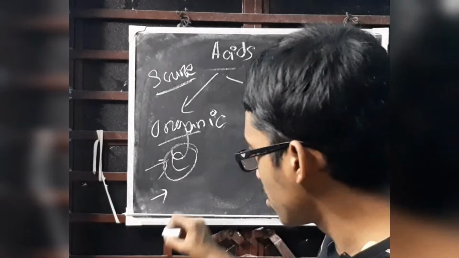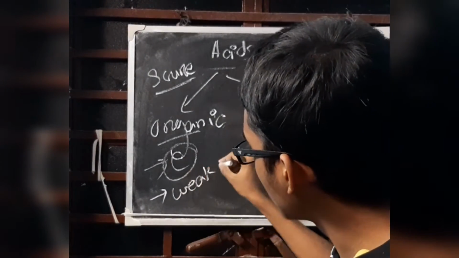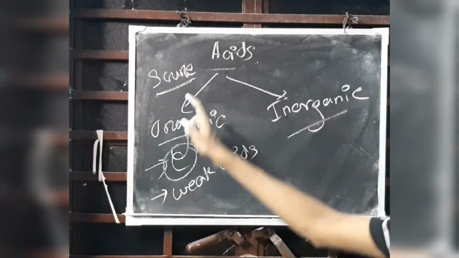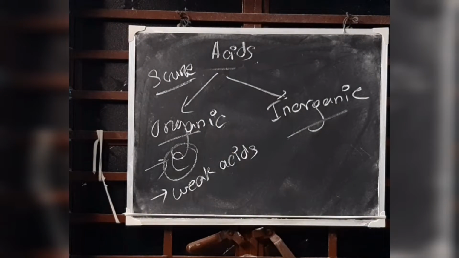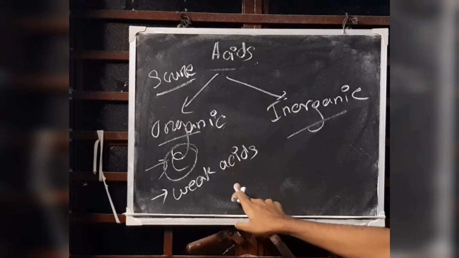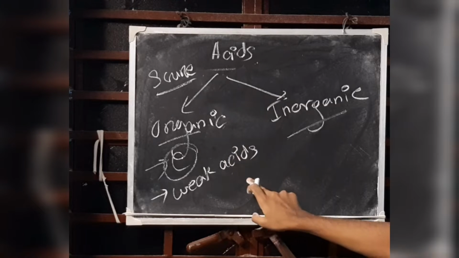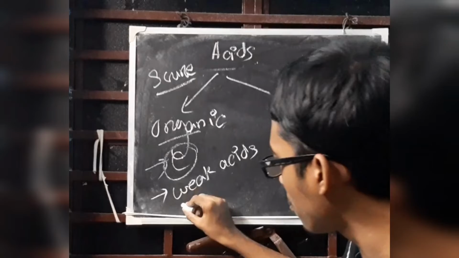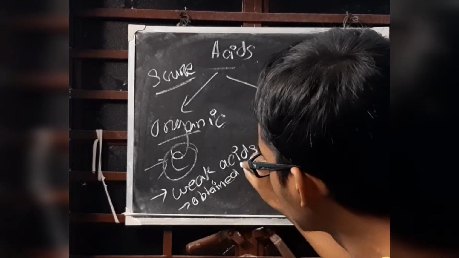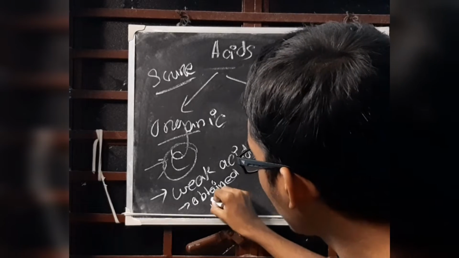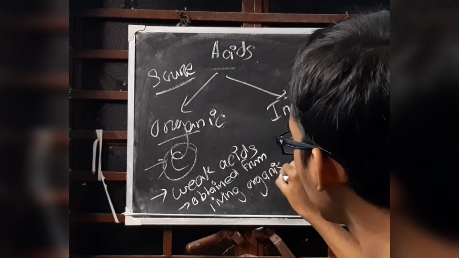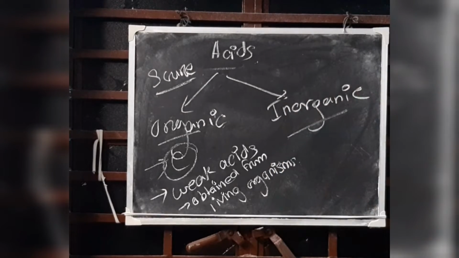Weak acids. Strength we are coming to later; we will classify acids as weak and strong on the basis of strength. Now we are classifying on the basis of source. So organic acids have to contain carbon and they are going to be weak acids. What else? The most important characteristic: obtained from living organisms, especially plants.